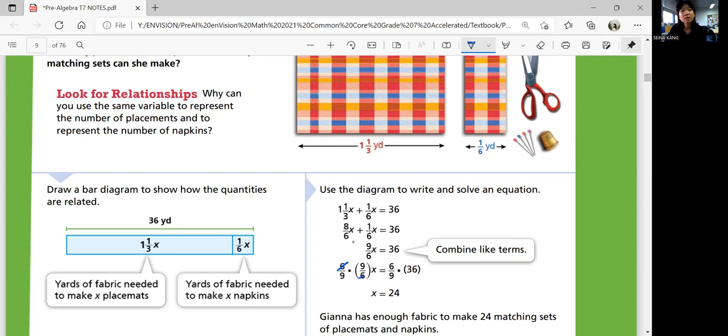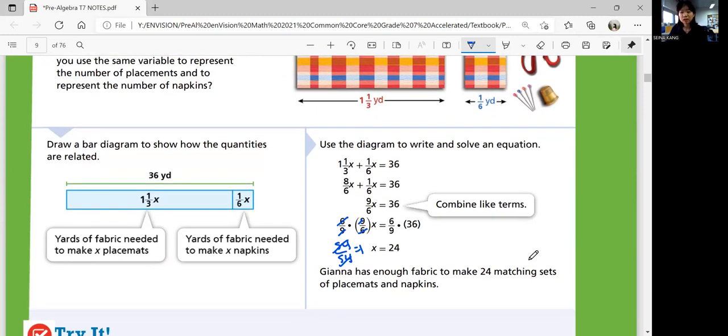If you multiply them, you're basically gonna get 54 over 54, which is 1, right? So that's 1x. That's equal to 24 if you multiply 6 over 9 times 36. So she has enough fabric to make 24 matching sets of placemats and napkins is the answer.